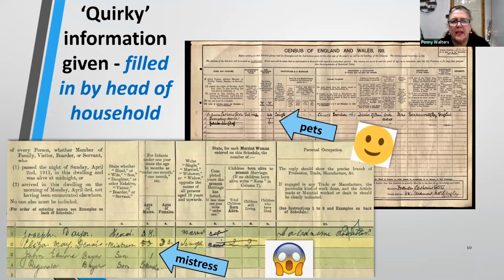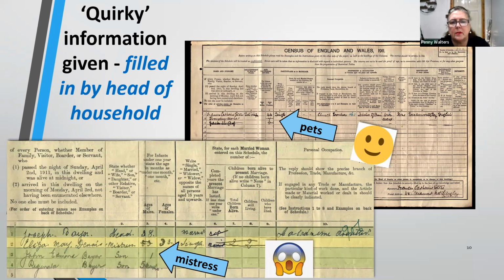Because people were filling it in by themselves, we can find quirky information. So in this instance, the lady, from what we can gather, hasn't been married and hasn't got any biological babies on that list, but she's got fur babies. So we've got here the name and sex of her cat and the name and sex of her dog.